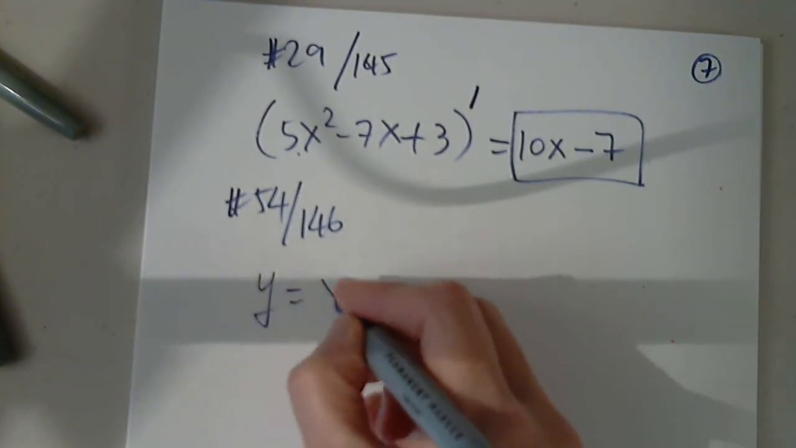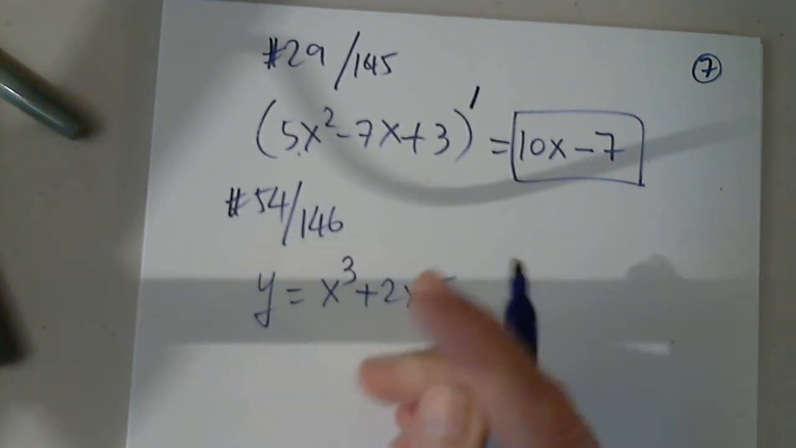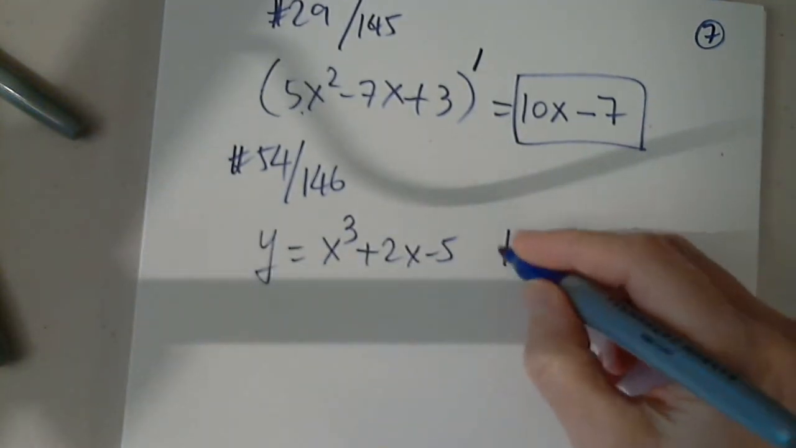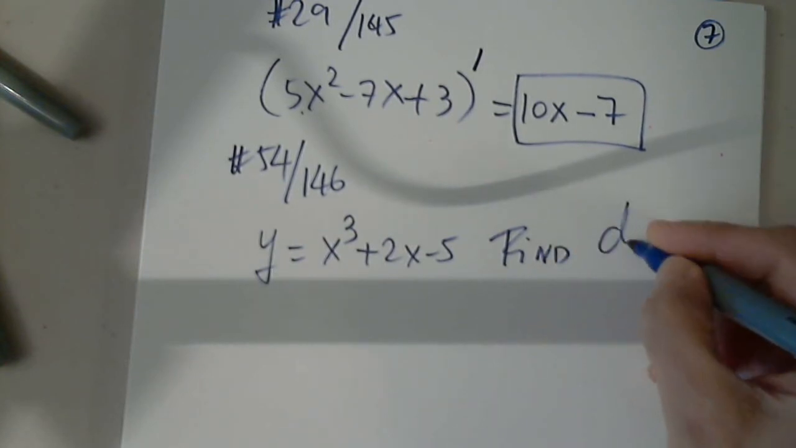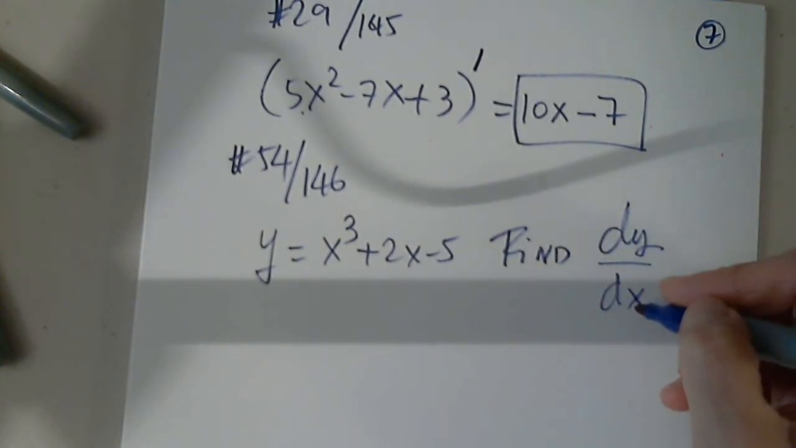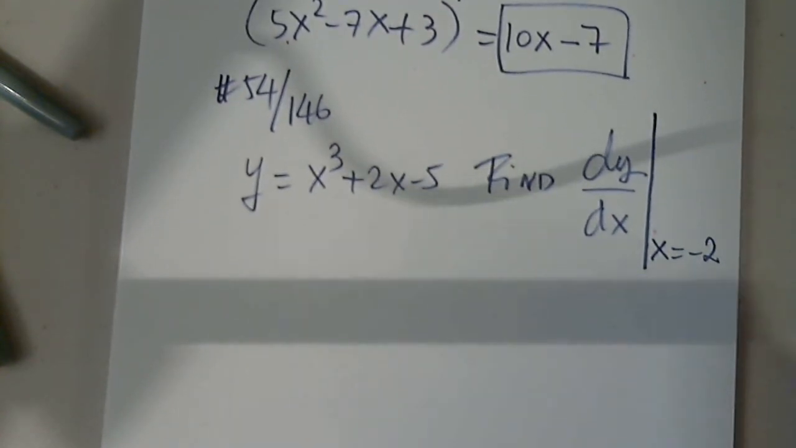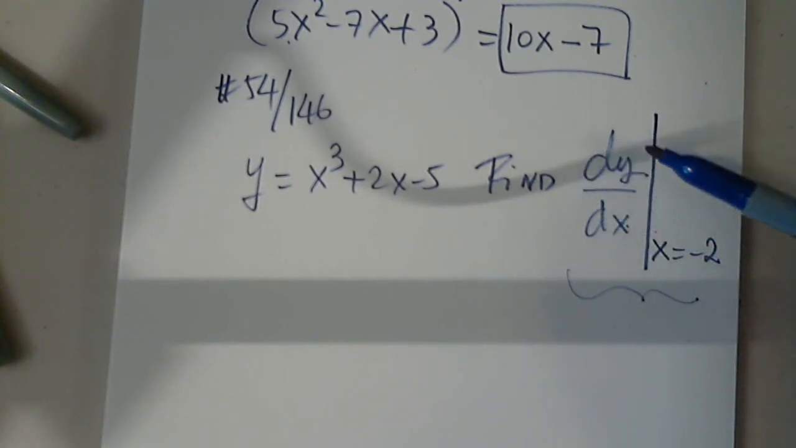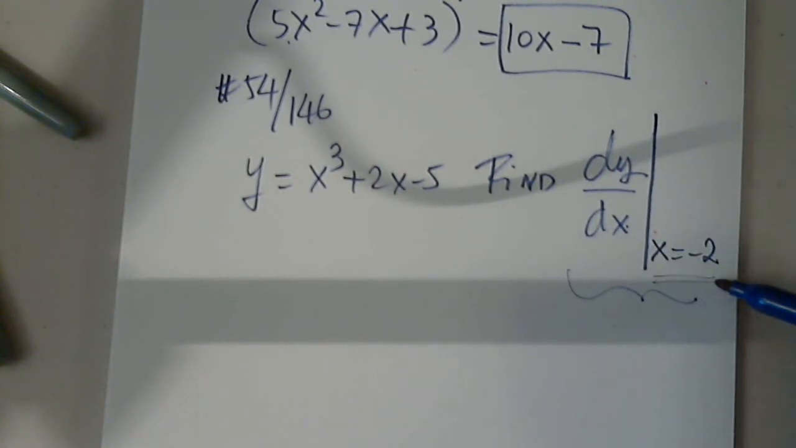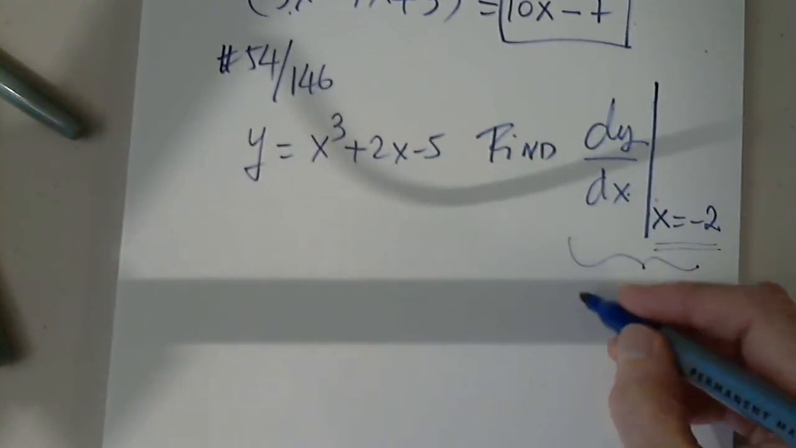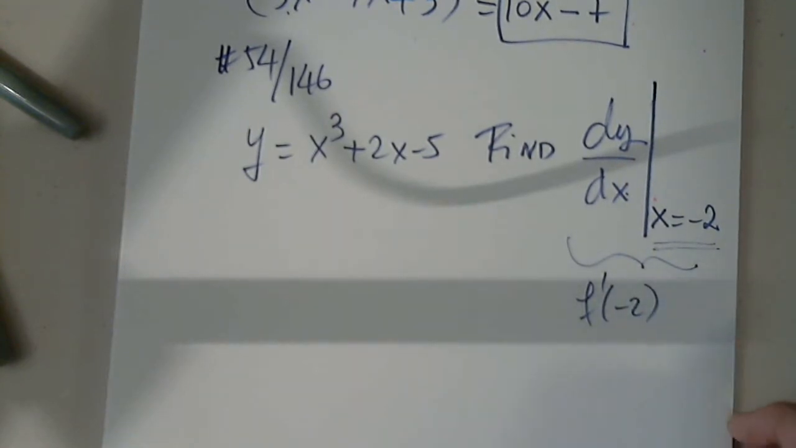We are given y equals x to the third plus 2x minus 5, and we're asked to find dy over dx, and there is a bar. It's a very useful notation, x equals negative 2. What this means is, once you find the derivative, once you find the function and you're done, evaluate it when x is negative 2. That's all it means. This is basically like saying find f prime of negative 2. That's the same thing.